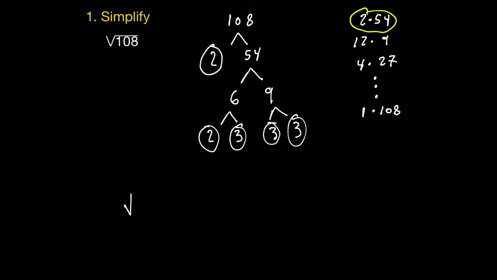Now that I have the prime factorization, I can rewrite the square root of 108 as the square root of, and because I'm taking the square root, I want to get pairs. So here I have a pair of 2's, and I'll rewrite these as 2 squared. I also have a pair of 3's, so I can rewrite those as 3 squared. And I have this 3 remaining. I can't pair this up with anything, so I'll simply write it as 3 by itself.